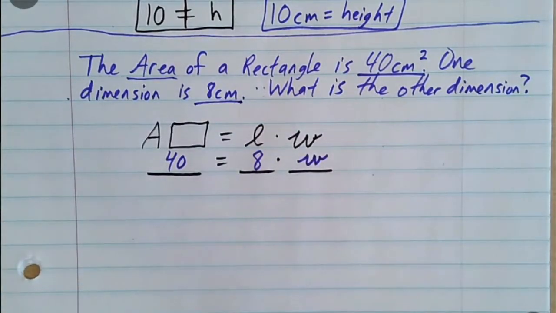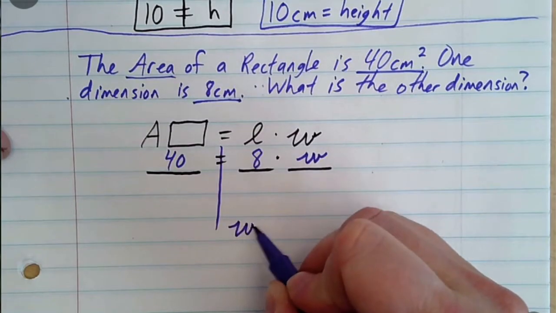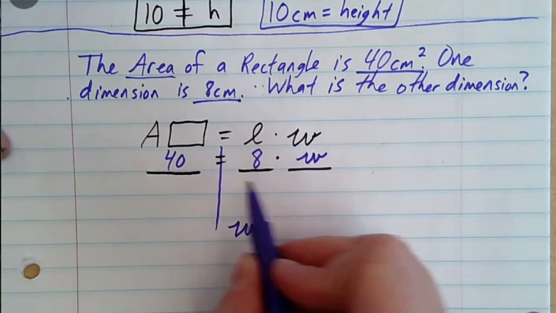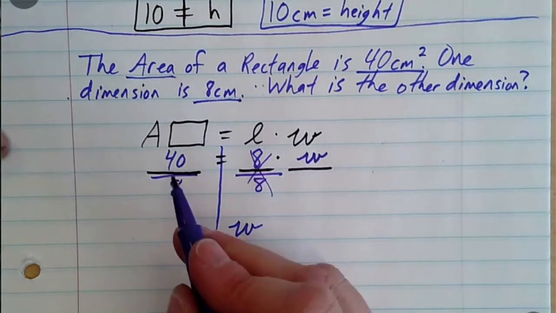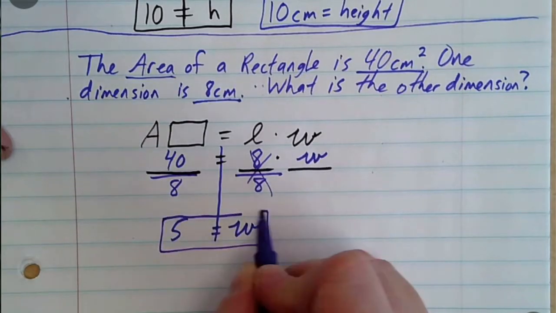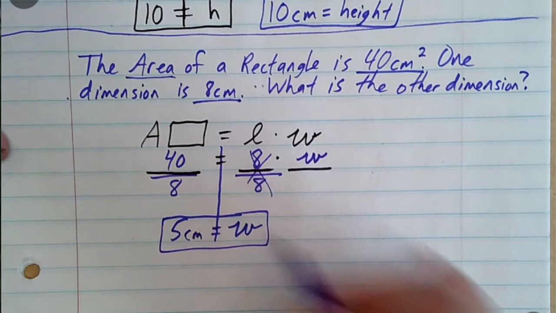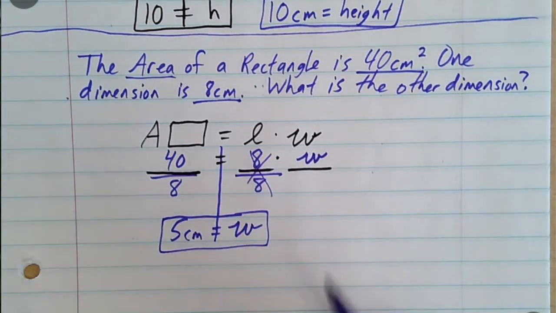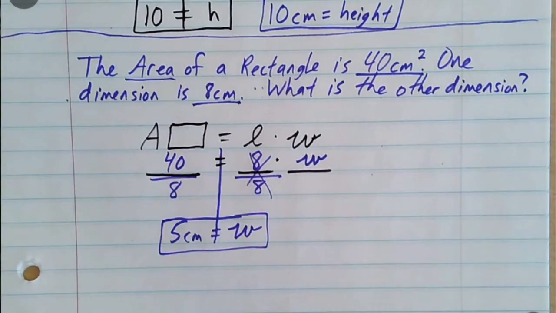So some people can see this: 8 times what is 40? If you don't see it, you draw the line down it. You want to get W by itself. So instead of multiplying by 8, you do the opposite and divide by 8. So then you divide by 8 over here. 40 divided by 8 would give you 5 for your width. How do I label my width? I would label it just like my length was, 8 centimeters. So then I would label my width 5 centimeters. And then you could check: if we put a 5 up here, does 8 times 5 equal 40? Yes, it does. So you could check that.